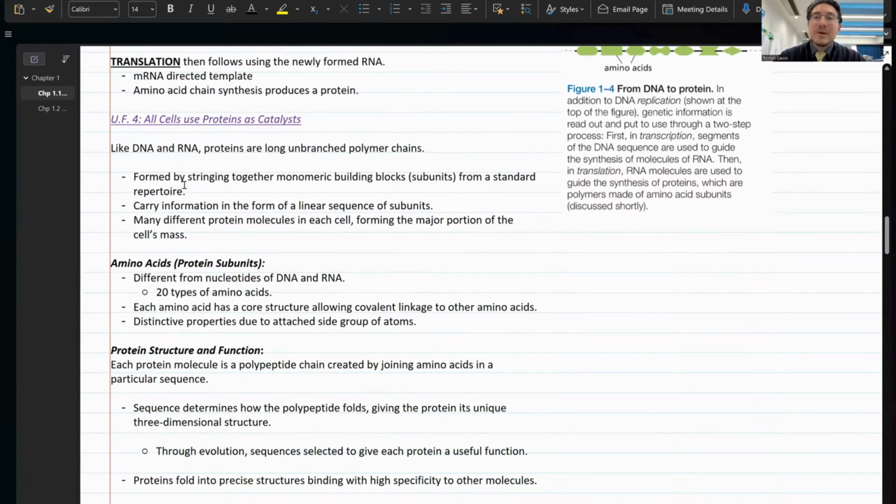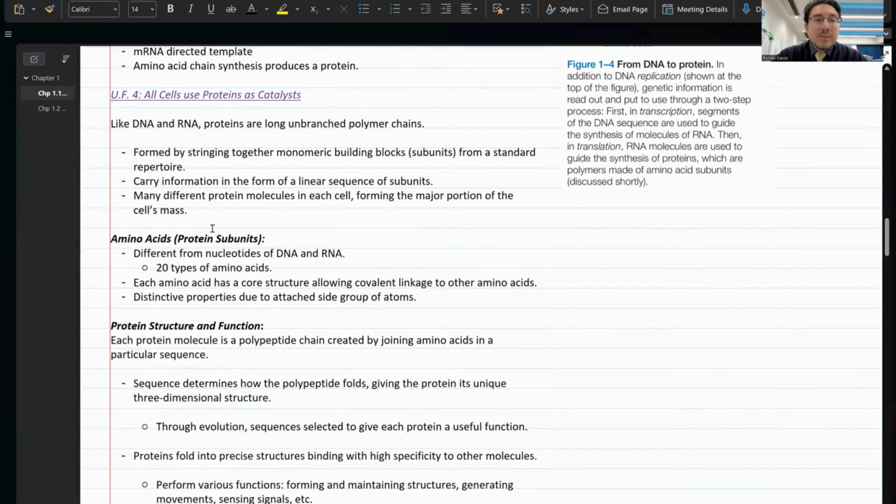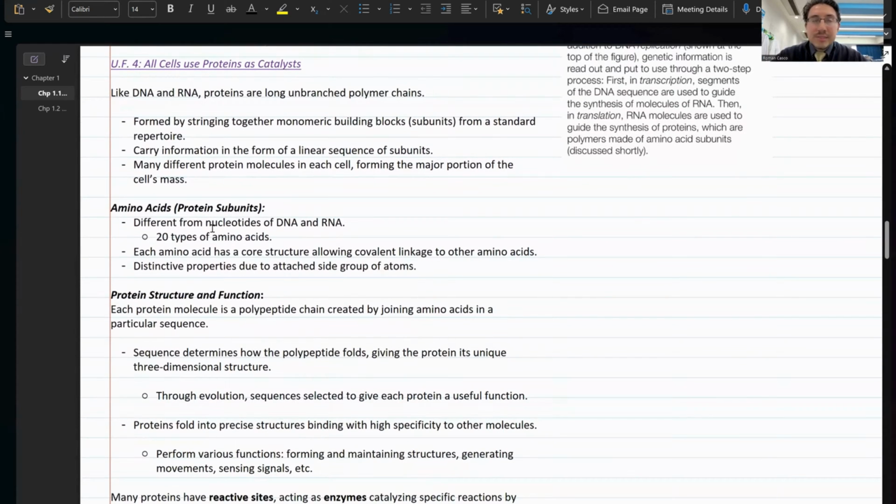Universal feature number four, relating to the previous one: all cells use proteins as a catalyst. Ultimately, why do we need to express genes? To create a protein that we're going to use one way or another. Proteins are similar to DNA and RNA in the sense that they're generally long and unbranched polymer chains. They're just a single strand of amino acids. The building blocks for proteins are amino acids, which we're going to take a look at in later chapters.